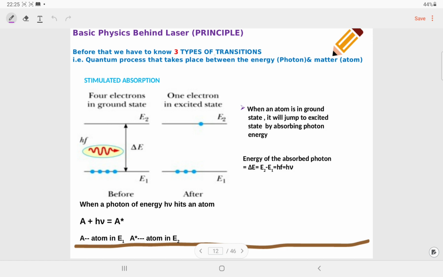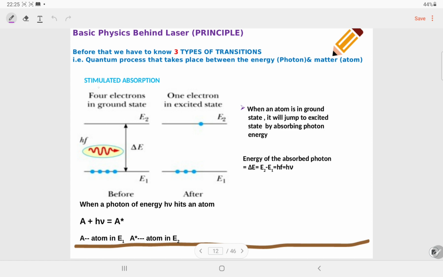So there are three types of transition here. Before that, we have to know these are quantum processes that take place between the energy photons and matter atoms. Generally we say that laser light is a quantum light, because there is no classical explanation of laser light. But yes, with the help of quantum mechanics we can explain the laser phenomenon.